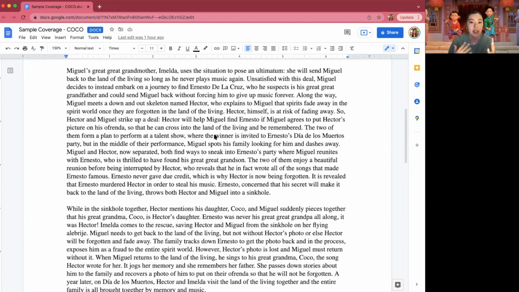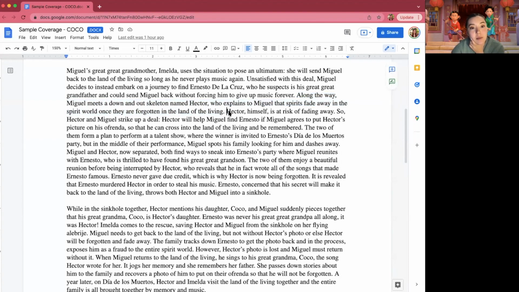And then along the way, he meets a skeleton named Hector, who explains to Miguel that spirits fade away in the spirit world once they are forgotten in the land of the living. So this, in the movie, was a whole long scene where they go and visit Hector's ailing friend and see him disappear, which is a very effective way to explain the rules of the world in the movie, but is not something you need to necessarily spell out when you're trying to give a brief synopsis.